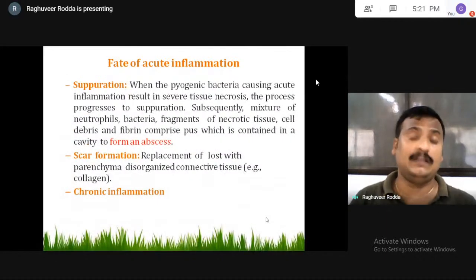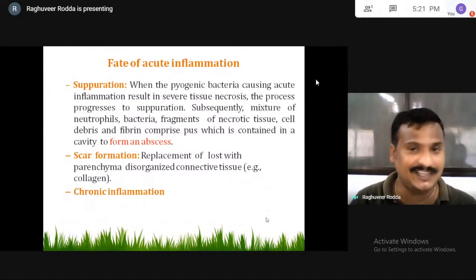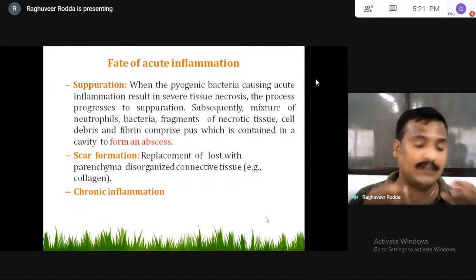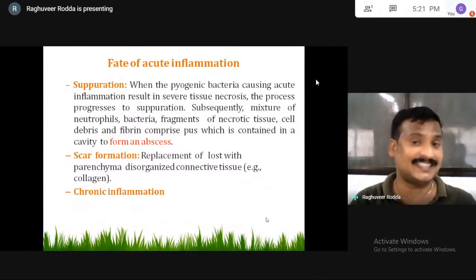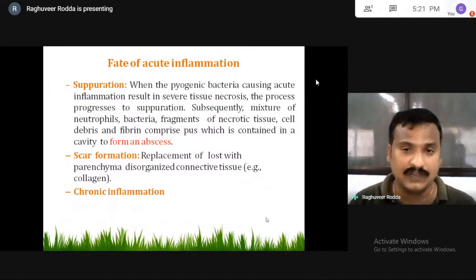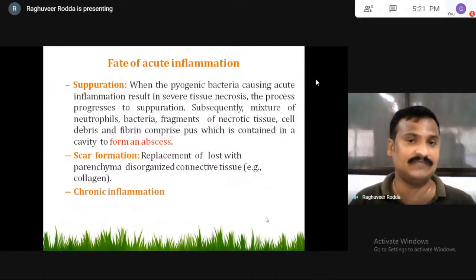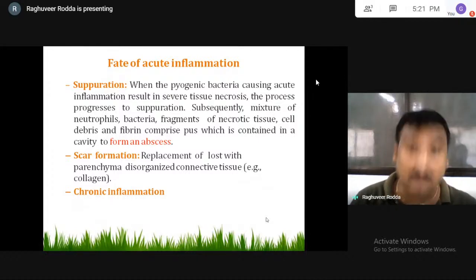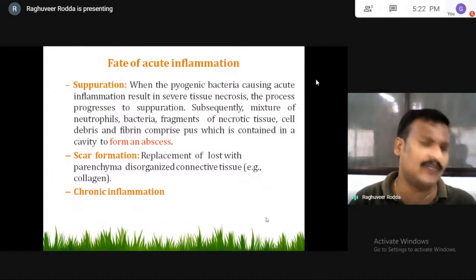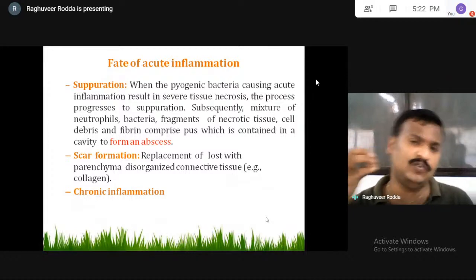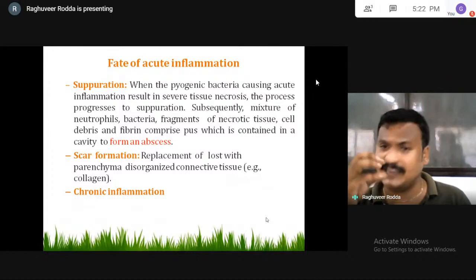Whenever the bacteria are pyogenic in nature, they are able to produce pus, converting cellular material into pus, which contains neutrophils and dead cell debris. Inflammation may lead to suppuration, when cell death takes place by means of necrosis. So what are the debris contained in the necrotic tissue?